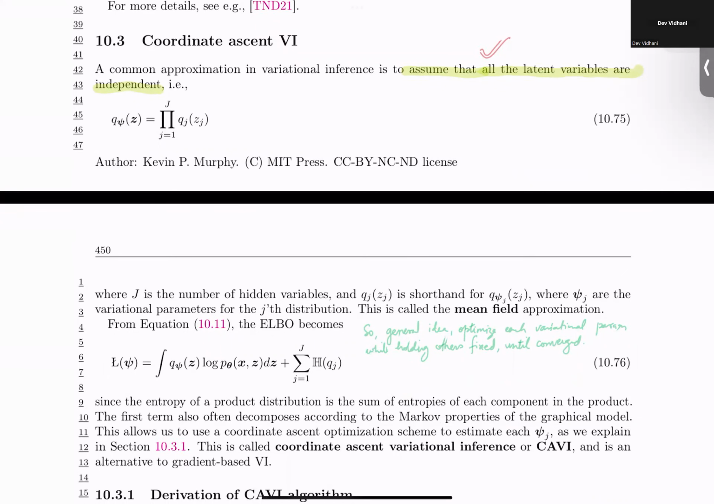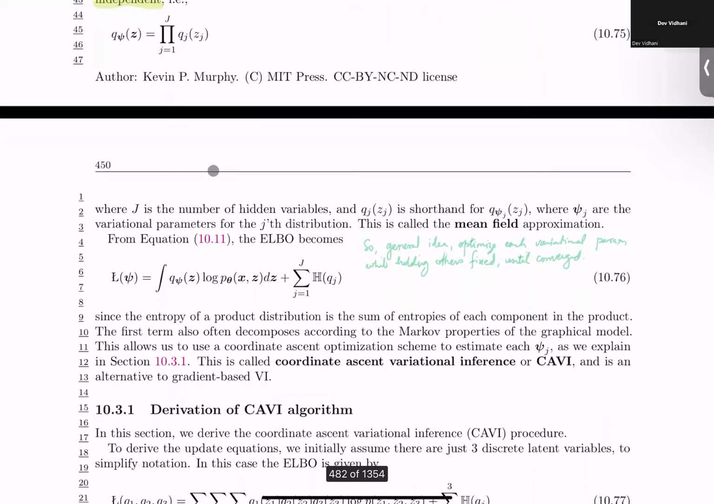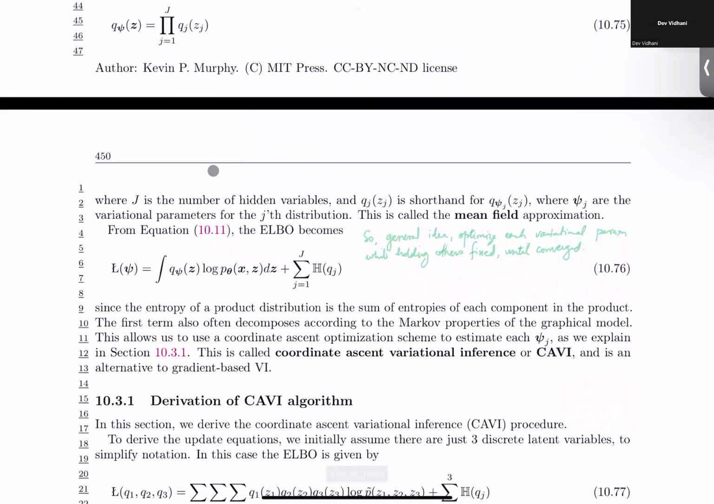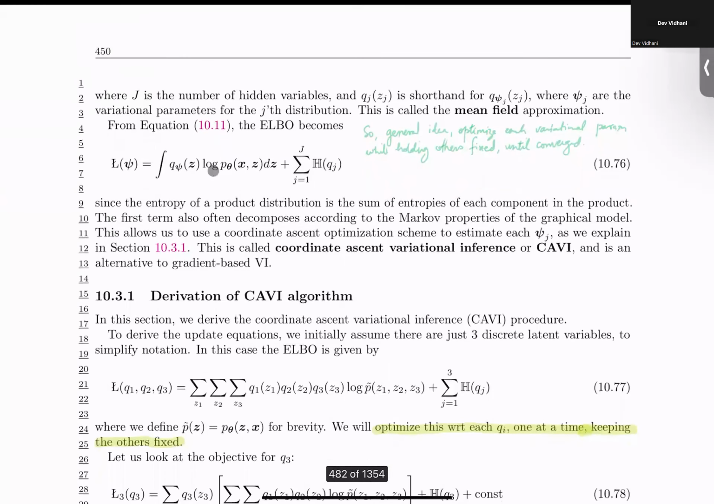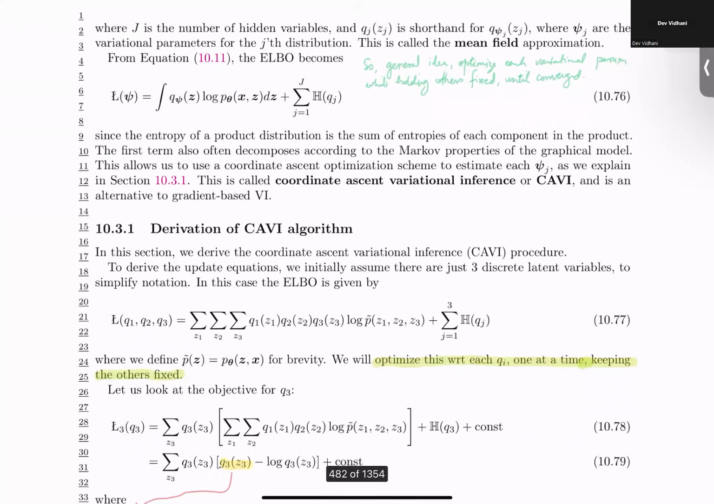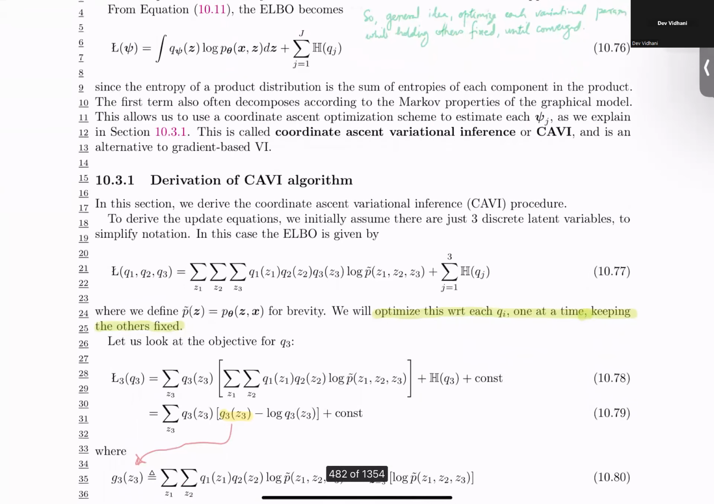So coordinate ascent VI, also called CAVI, C-A-V-I, is an approximation that is used when you assume that all your latent variables are independent, which means that the distribution for the latent variable Z can be just the product of all individual latent variables. And this is a pretty common technique that is applied in many places. We'll see that in future sections, and may have seen that in the past as well. With that assumption, a lot of the derivation on how you estimate each of the parameters for the Zi's becomes easier.